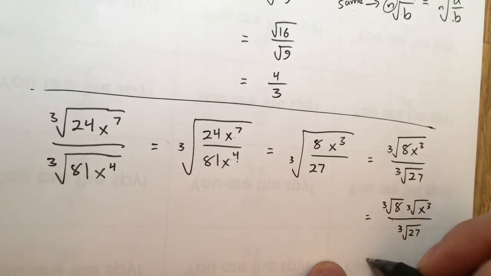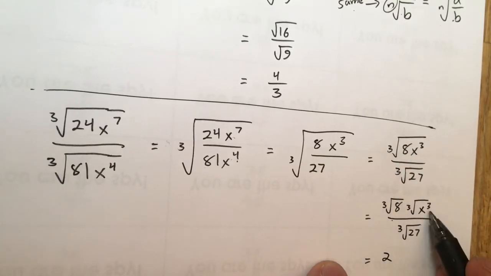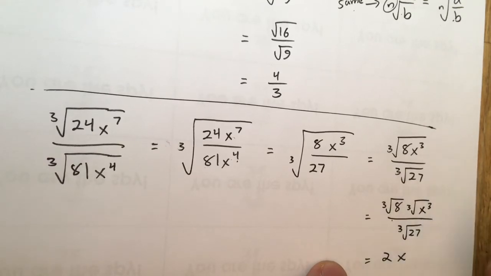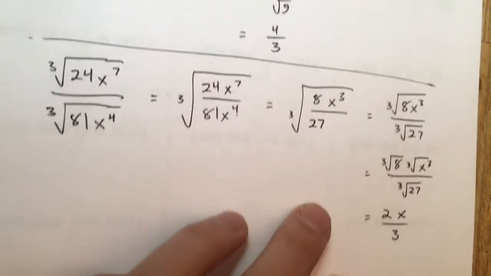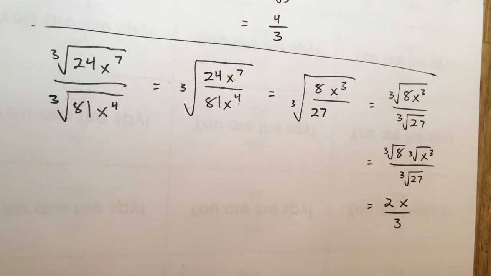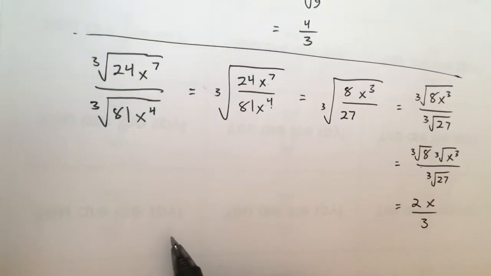And the cubed root of 8 is what? It's 2. The cubed root of x cubed is x, and the cubed root of 27 is 3. And so there we have it. We're done. So let's look at this one.